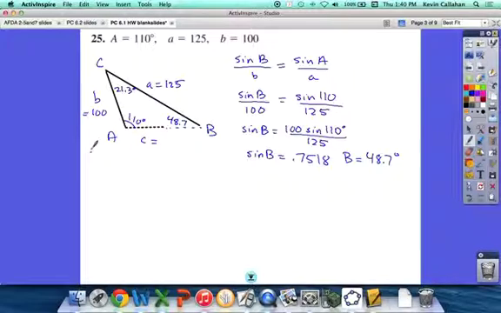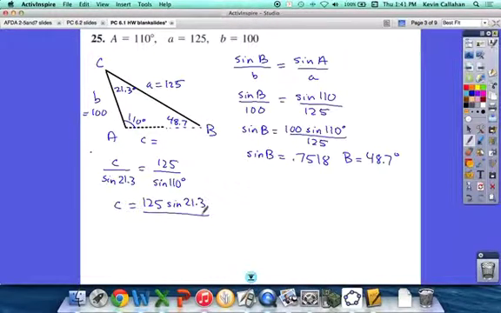And then we still need to find which one. We still need to find the side C. Okay, so C over the sine of 21.3 equals 125 divided by the sine of 110. So C equals 125 times the sine of 21.3 divided by the sine of 110 degrees. And that I can put in the calculator. And I'm getting 48.3.